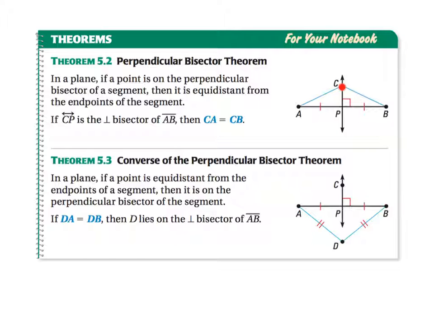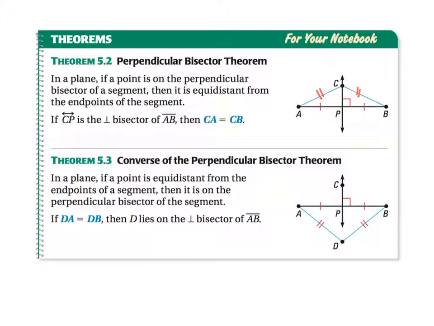So here we have point C. It would be equidistant from here to here and from here to here, to the segment's endpoints. So that would mean that this segment is congruent to this segment. And that would also be true for any other point that is on the line of that perpendicular bisector. Every single point on this line is equidistant to the segment's endpoints.